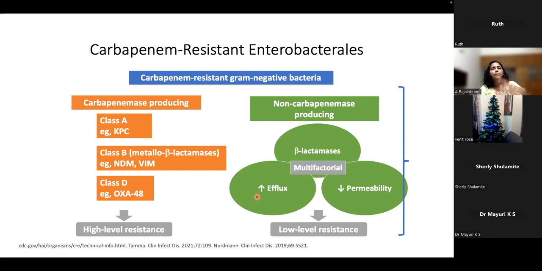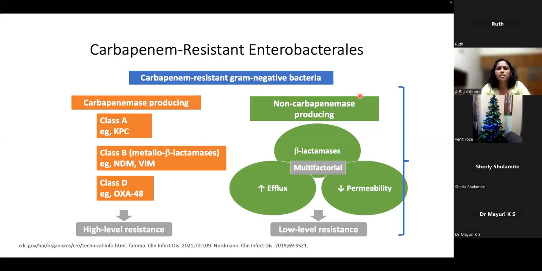Coming to carbapenemases, that is carbapenem resistant Enterobacterales. There are some bugs which can produce carbapenemases. Carbapenemase is a beta-lactamase. There are mainly three classes, A, B, and D. C is the AmpC that we discussed earlier. A is KPC, which is widely seen in the US. Class B is NDM, VIM, and these are also called MBL, that is metallo-beta-lactamases. It's commonly seen in India. Class D is OXA-48. Again, this is commonly seen in India. And all these cause high level resistance.